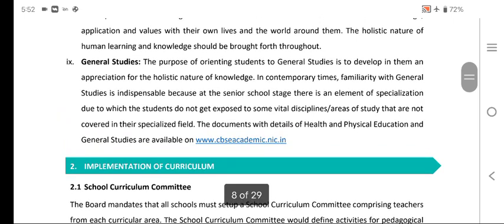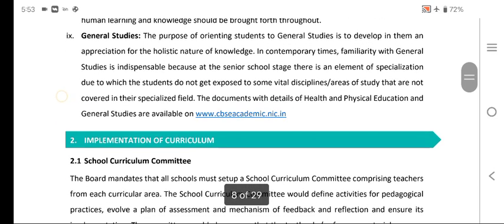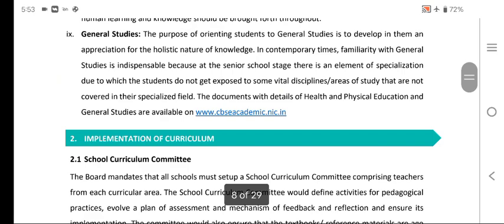And general studies: the purpose of the orientation of general studies is to develop an appreciation of the holistic nature of knowledge. In contemporary times, familiarity with general studies is indispensable because at the senior stage there is an element of specialization due to which students do not get exposed to some vital disciplines. So that is general studies.